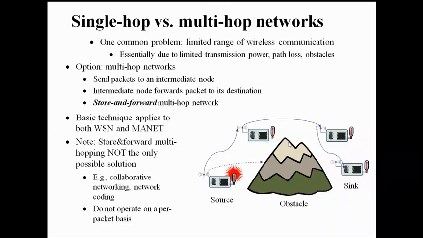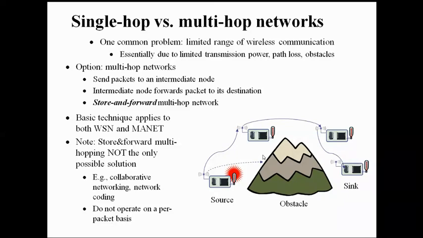A multi-hop network is required for two reasons. The first reason is if an obstacle is present between your source and sink, then a multi-hop network is required. If the distance between your sink node and source node is very large, then also a multi-hop network is required.